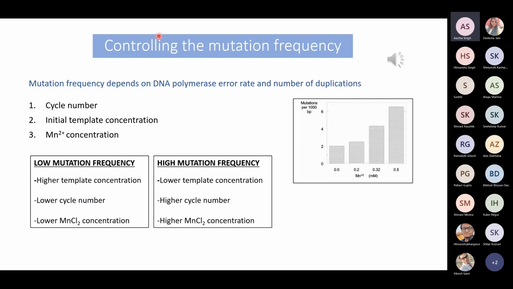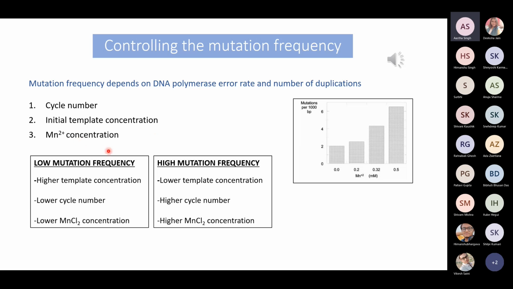So the next thing is, how do we control the mutation frequency? The mutation frequency depends on the DNA polymerase error rate as well as the number of duplications. Essentially, if the number of duplications is more, it's obvious that the number of errors incorporated will also be more. So the factors on which the mutation frequency depends are the cycle number. As I said, if there are more cycles, the mutation frequency would be higher. The initial template concentration is also important. If we have a lesser template concentration, it will undergo more duplications and result in a greater number of errors.